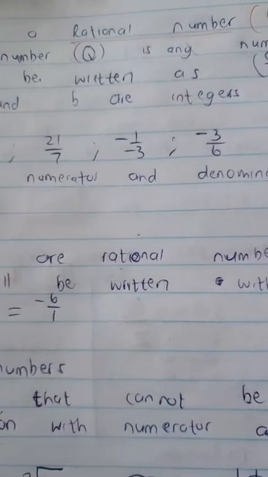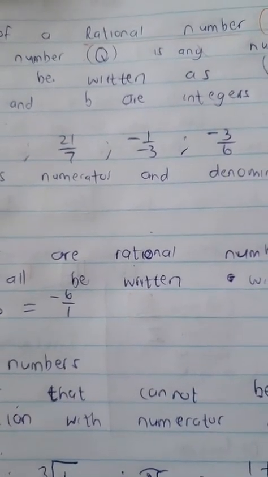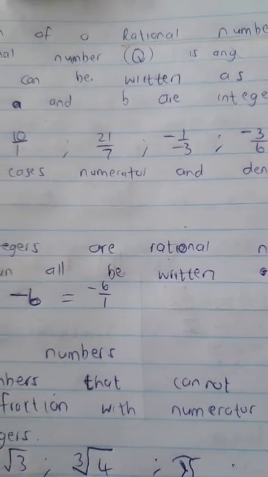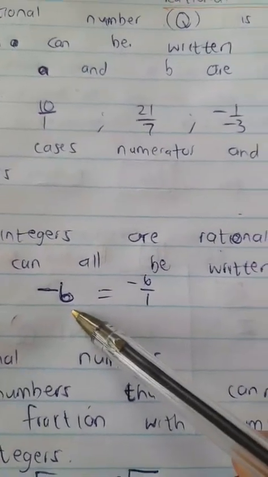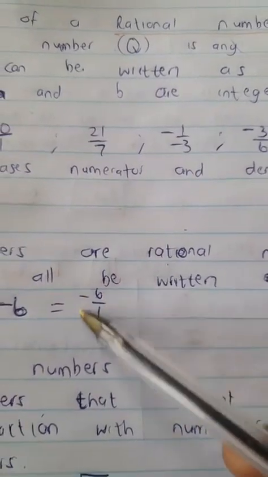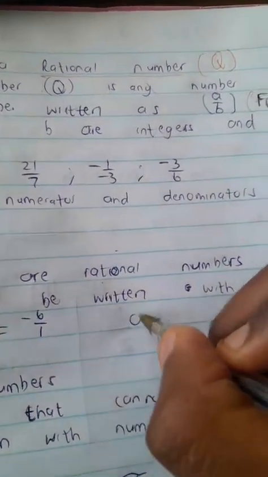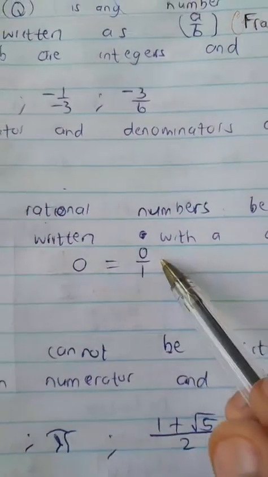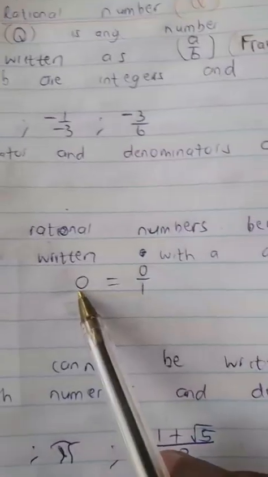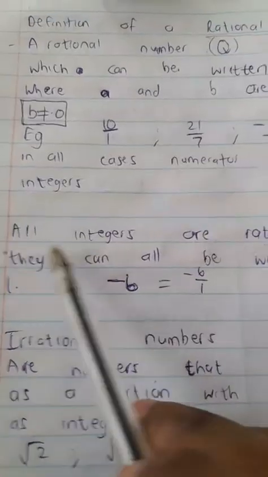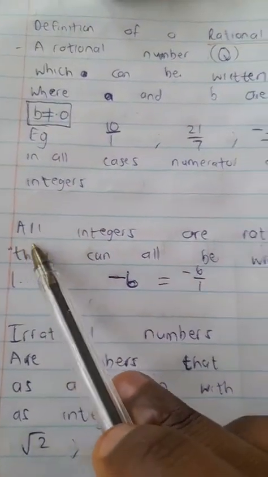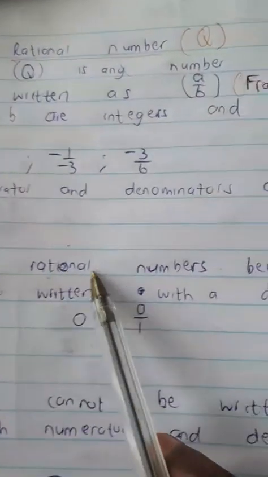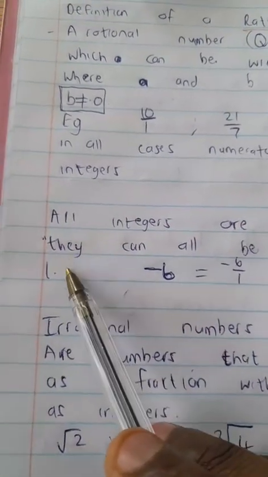Remember, rational numbers are fractions, but the numerator and the denominator need to both be integers. So negative 6 can be written as negative 6 over 1, which is rational. 0 can be written as 0 over 1, which is also a rational number. All integers, not some integers, all integers are rational numbers because they can all be written with a denominator 1.